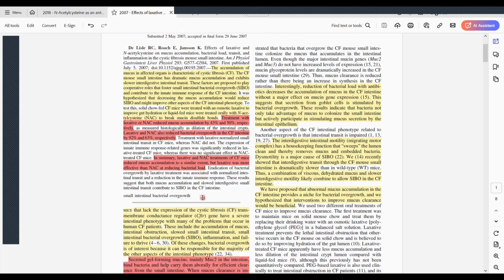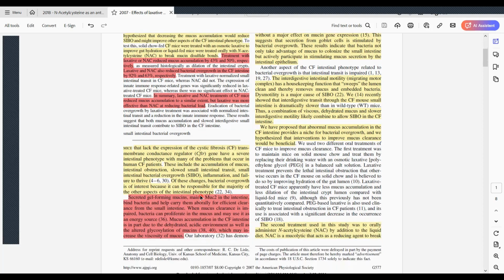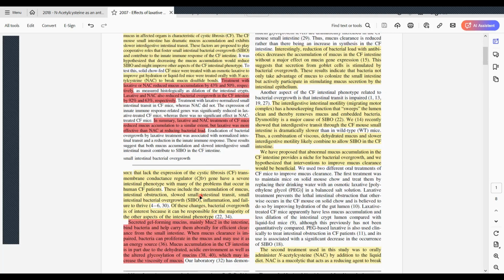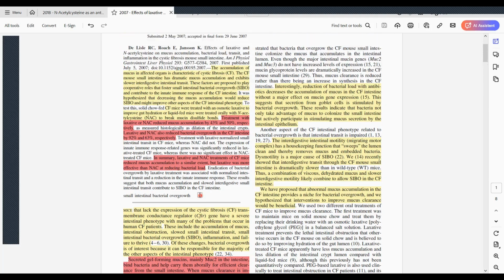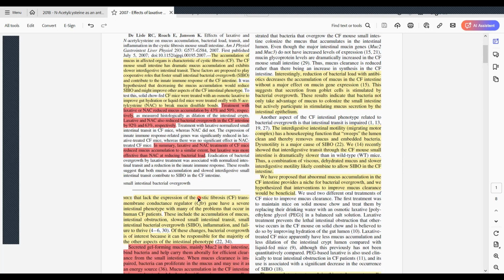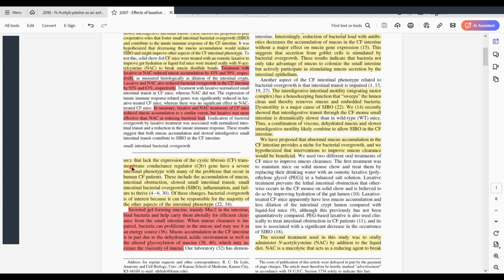Okay, great. But there's more to be learned here to answer our question: is using NAC for mucus clearance in the gut disadvantageous? So this is just saying that mice with cystic fibrosis in the intestine have many of the problems that humans with cystic fibrosis in the intestine experience. So this is a good model to test these things on.